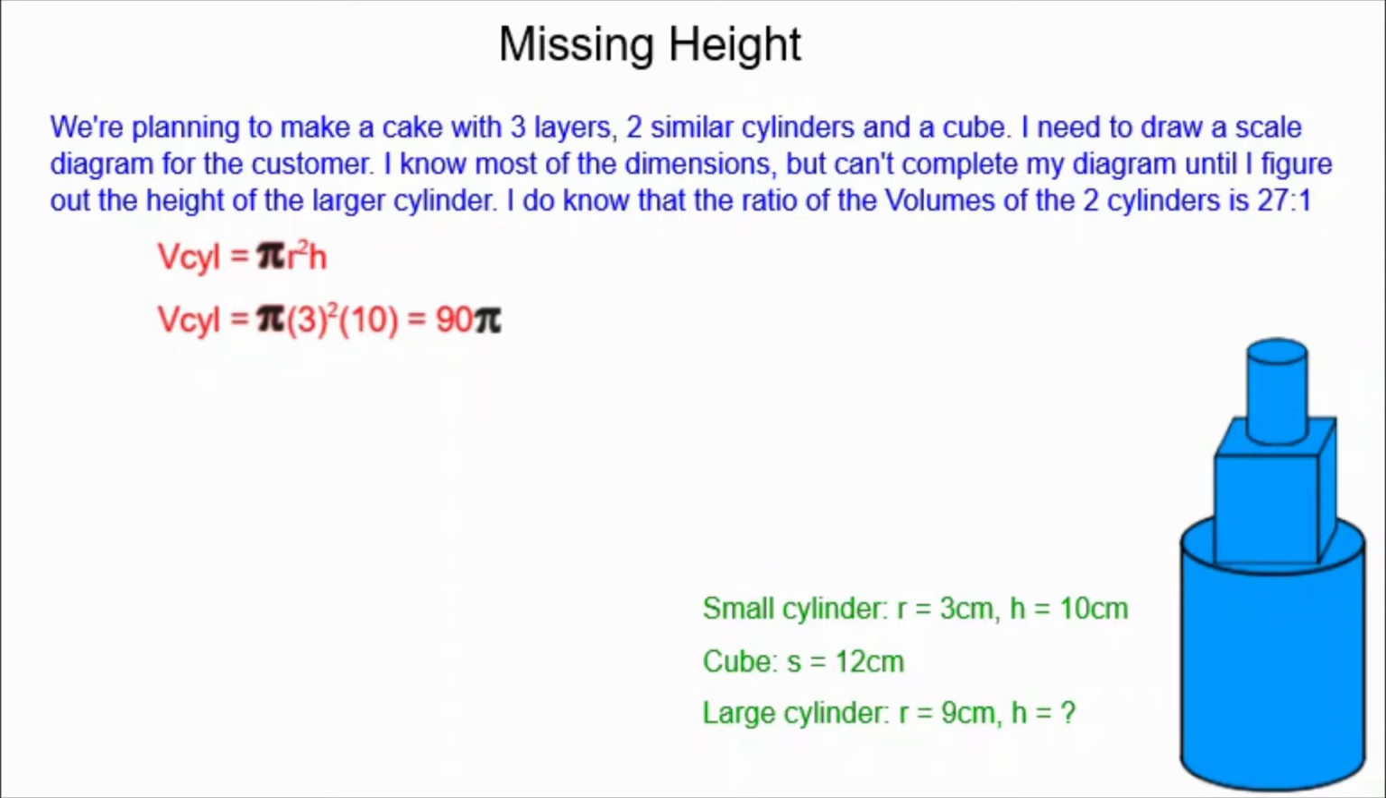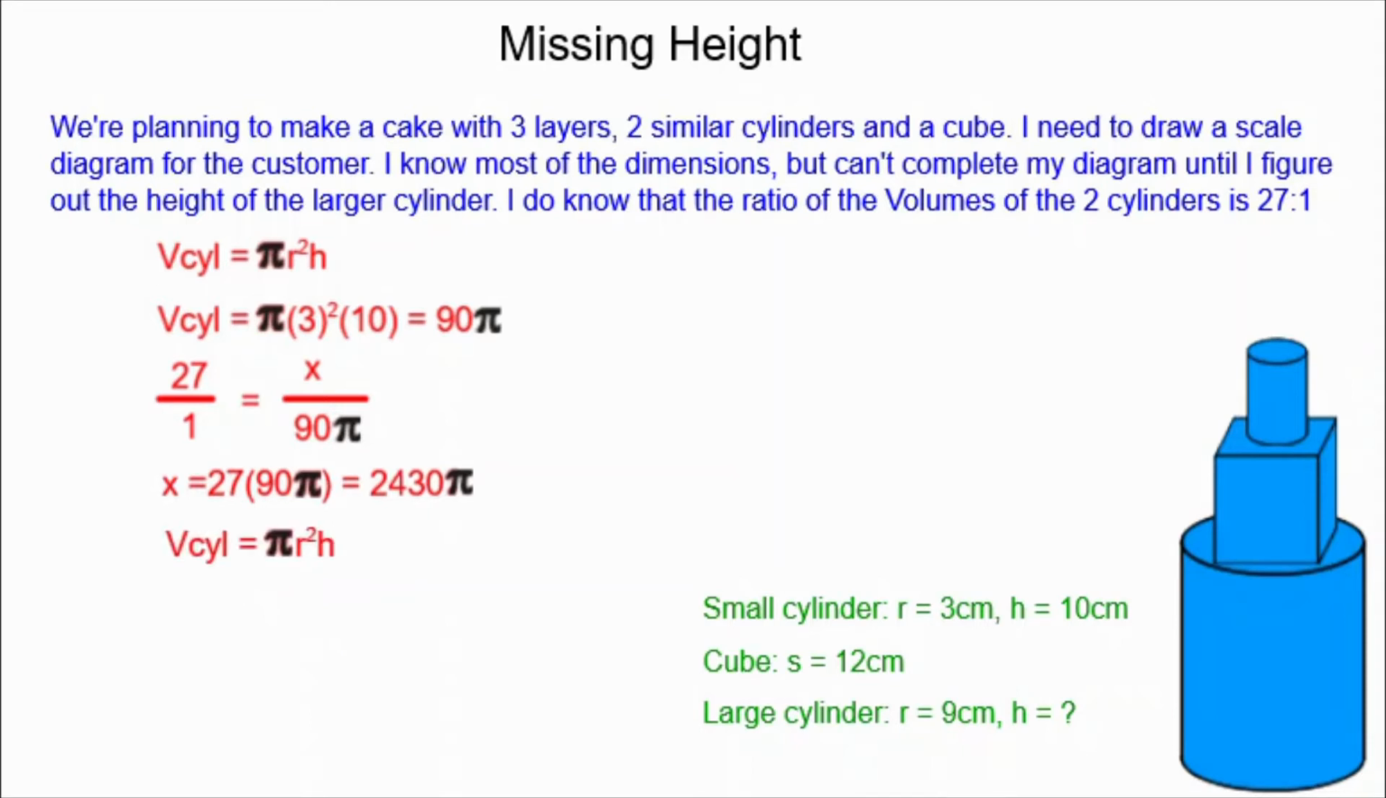The next step, since we know 90 pi is the volume of the smaller cylinder, is we can make a proportion. Using the ratio of the volumes, we plug in the volume of the smaller cylinder. It will go on the bottom because I have my 27:1 arranged so that the larger volume is on the top. Cross multiplying, I get 2430 pi as the value for the volume of the larger cylinder.